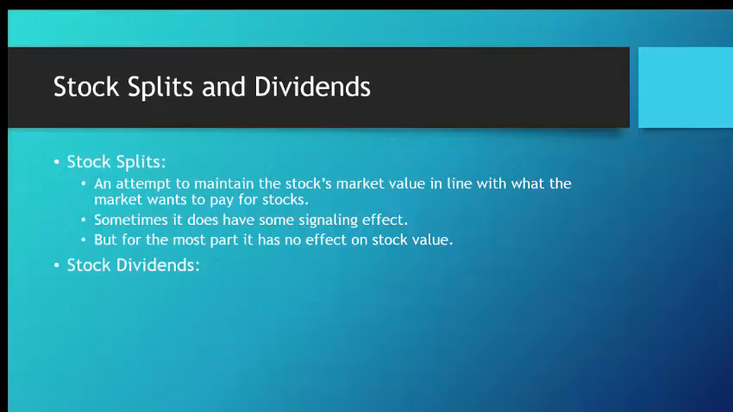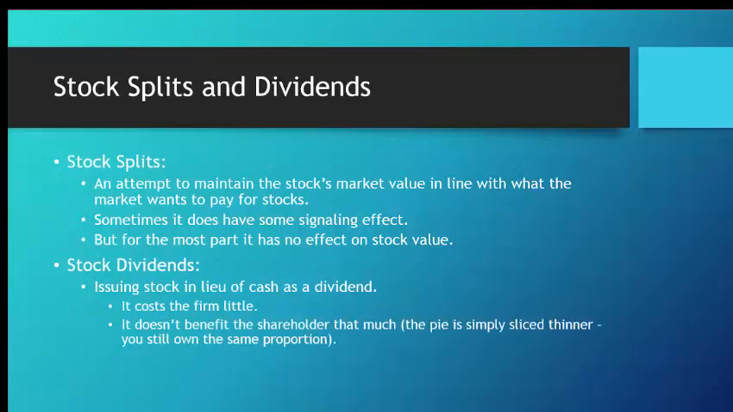Companies sometimes offer what are called stock dividends. With a stock dividend, they issue stock in lieu of cash as a dividend. So instead of getting like $1 a share, you may get 10% of a stock per share, or maybe less. It costs the firm very little, doesn't benefit the shareholder that much. The pie is simply sliced in smaller chunks. You still usually own the same proportion of the company. It's just what I would call a slow motion stock split.